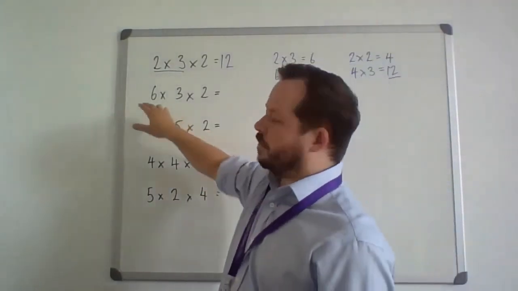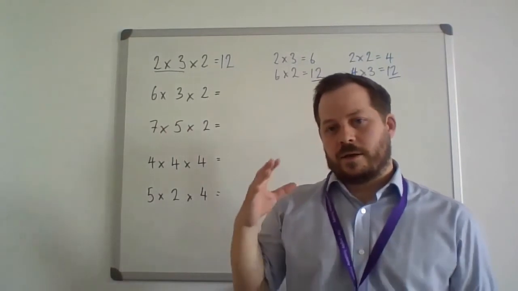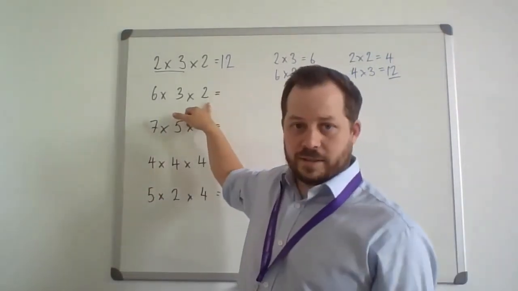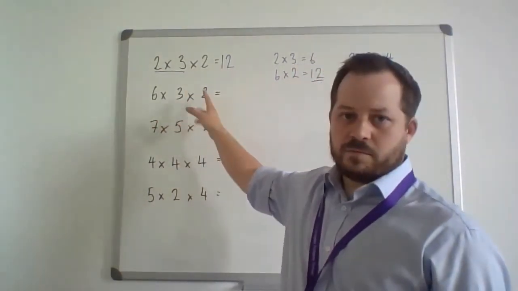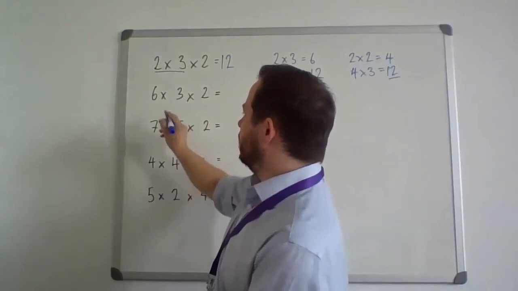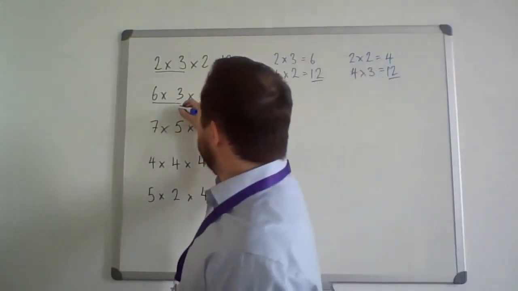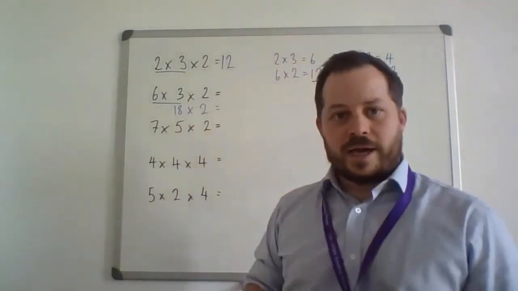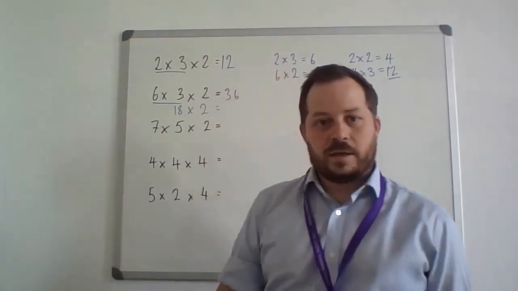Moving on. Now, the trick here is to try and make it so you do the hardest multiplication first, and then you do the easiest one. So in this case, we've got 6 times 3 times 2. The hardest two numbers are 6 and 3. So I times those two together. 6 times 3 is 18. Finish off by timesing 2. 18 times 2 is 36. So our answer is 36.